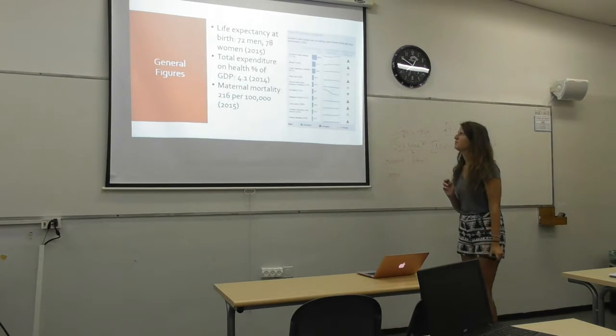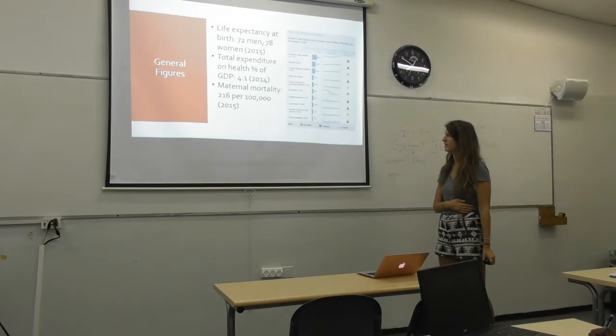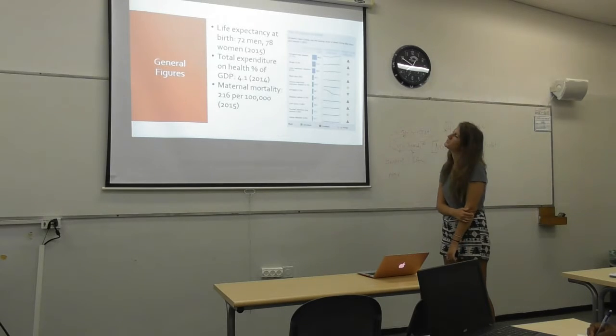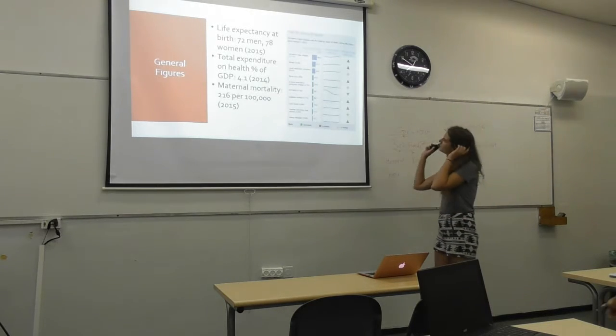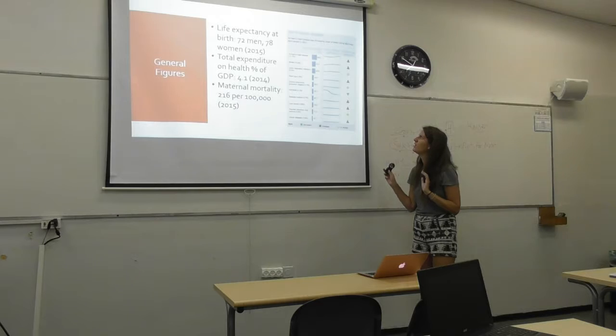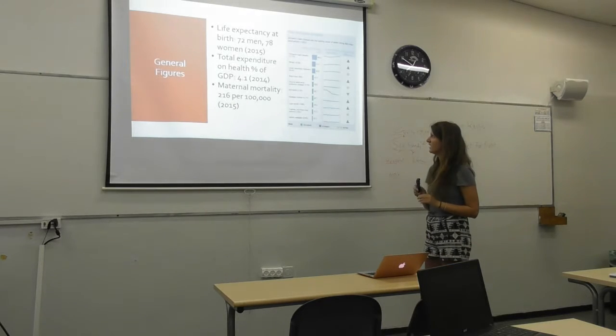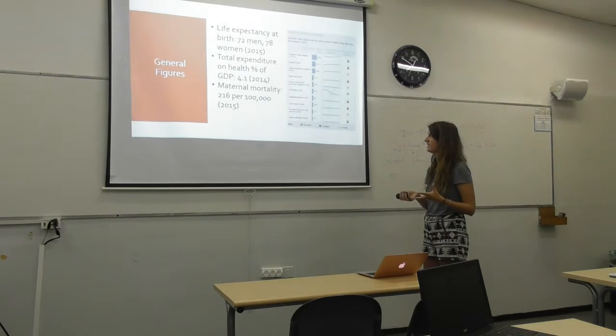So life expectancy at birth is 72 for men and 78 for women, and the total expenditure on health percent of the GDP is 4.1, and the maternal mortality rate is about 216 per 100,000 women, which is pretty high. And so the top 10 causes of death you can see here are non-communicable diseases, and Thailand actually has the 4th highest death rate for road injury in the world according to the WHO, so they're really trying to deal with that and decrease it through various safety campaigns and stuff, but it's still quite high and it continues to be on the rise.